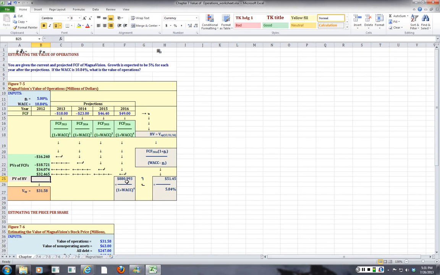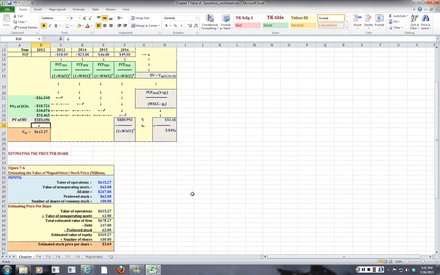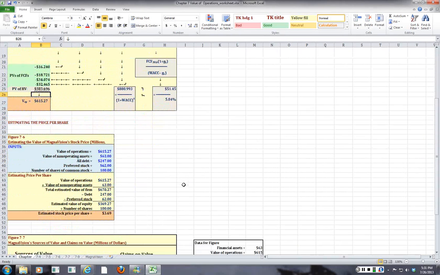We've got to take the present value of this number here, and to do that, we are going to take 880.993 and divide it by 1.1084 to the fourth power. That gives us this $583.69. So you add all those together, and it's 615.27. Now that's the value of everything except the non-operating assets. So it comes down here to get the value.